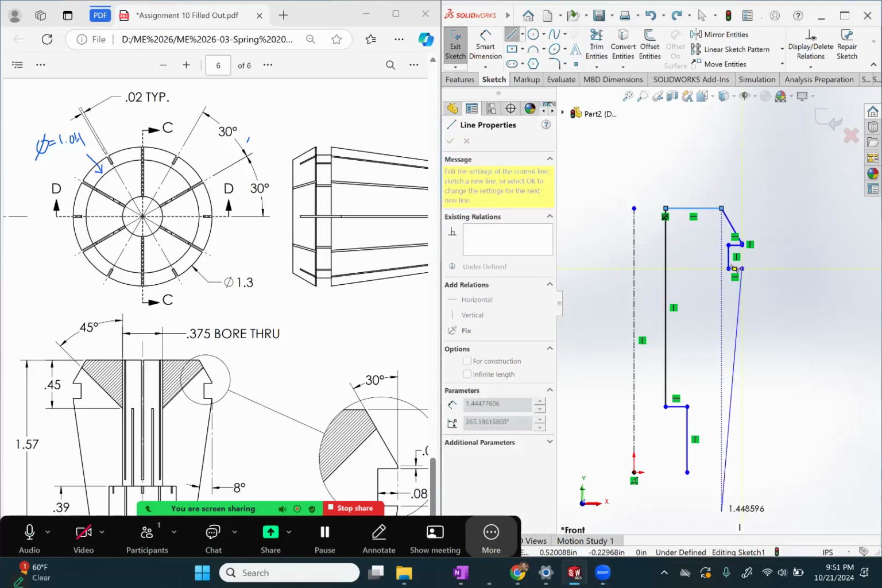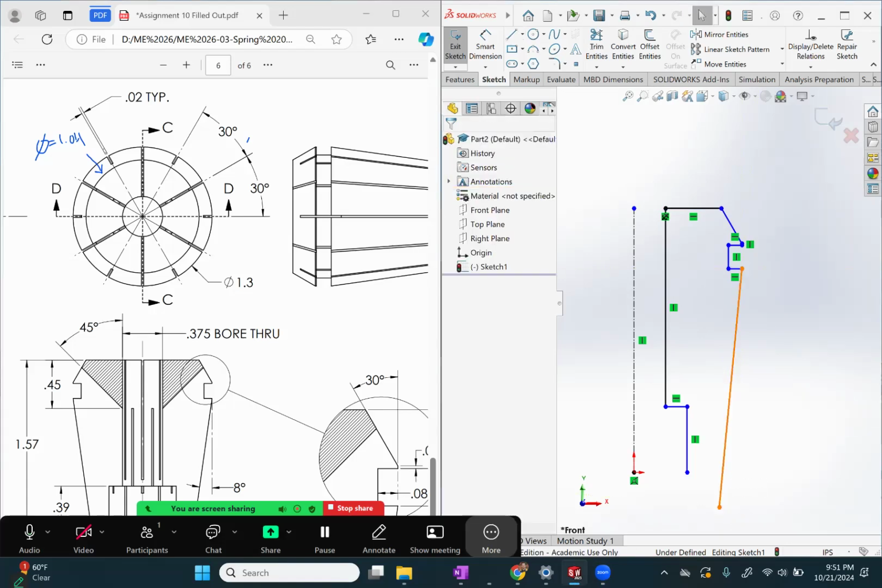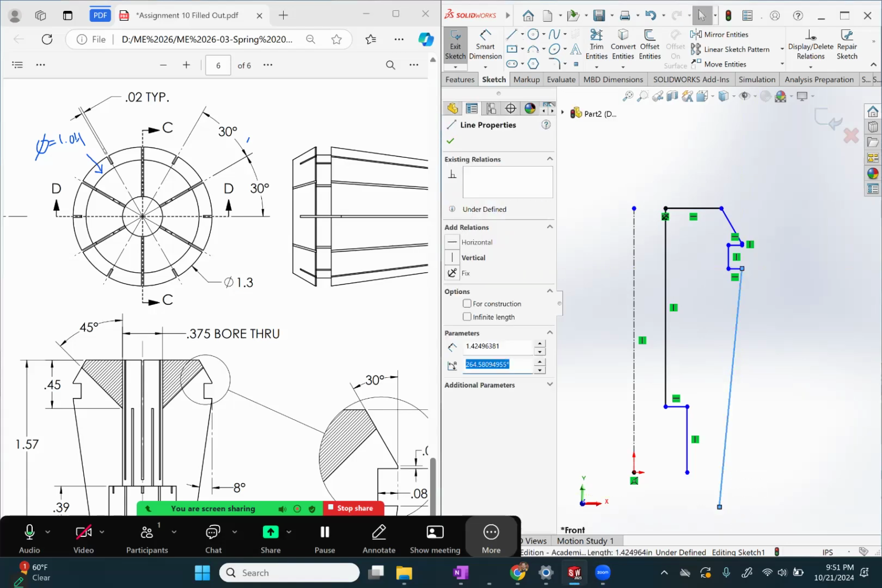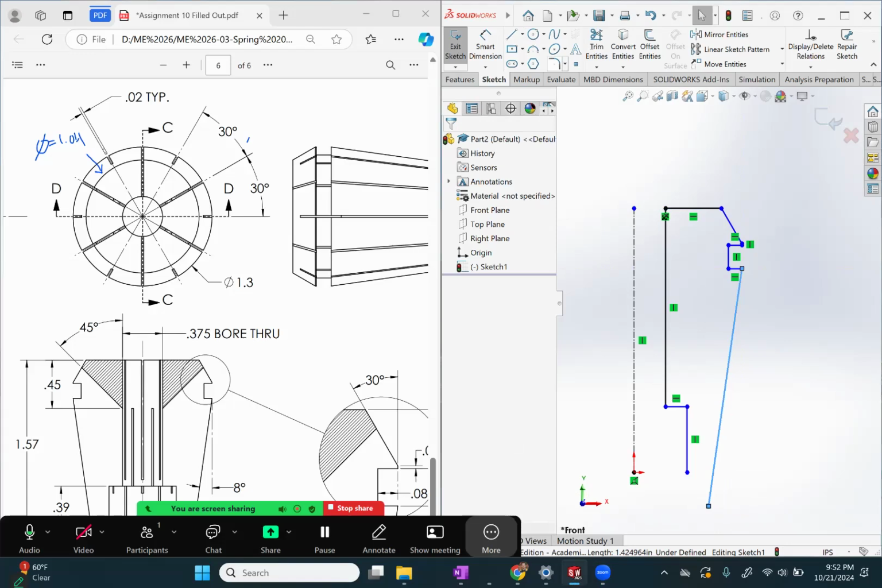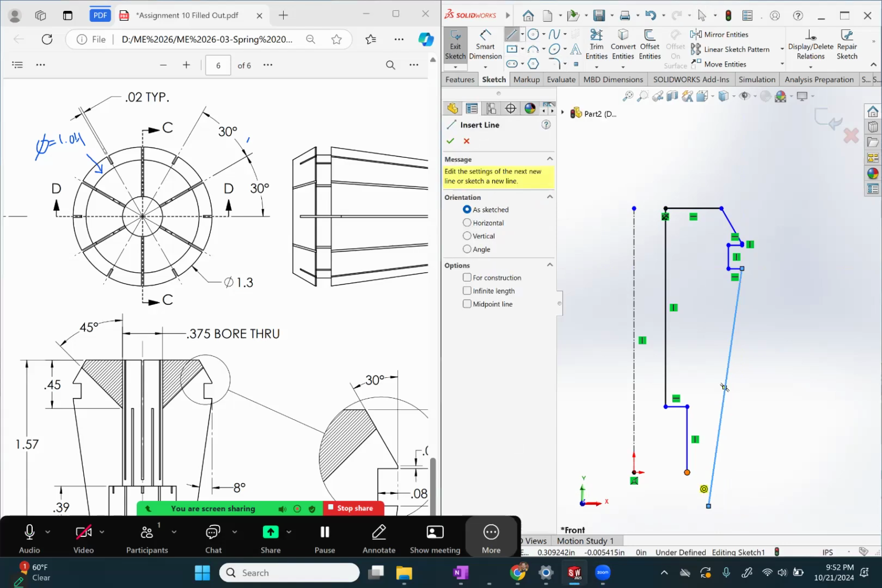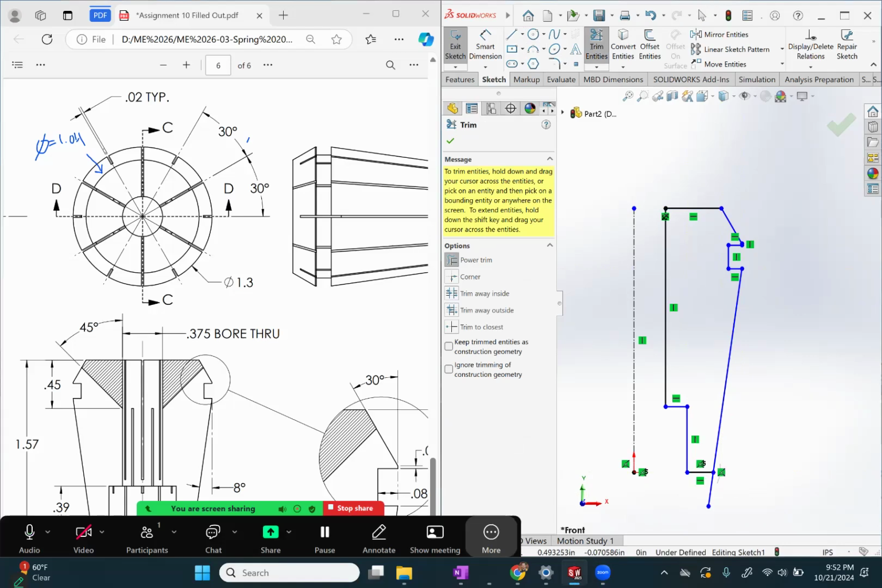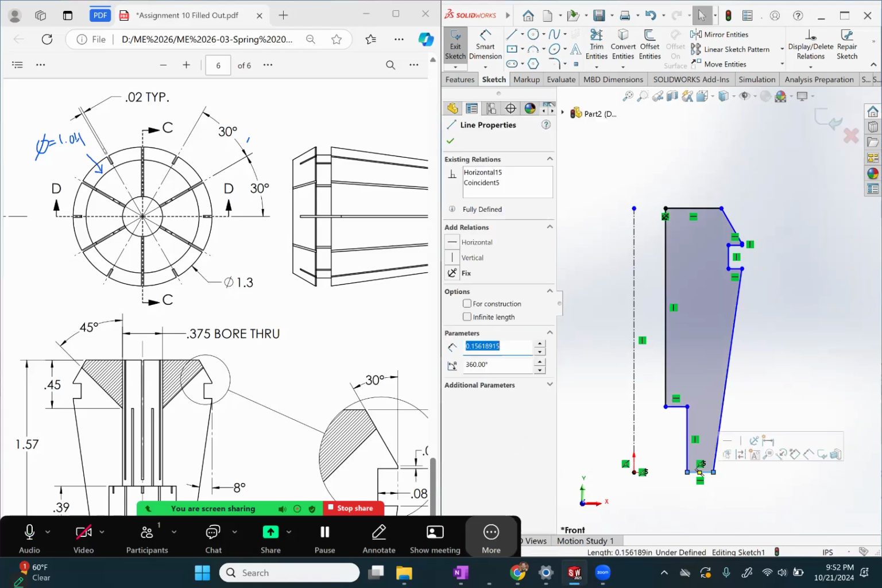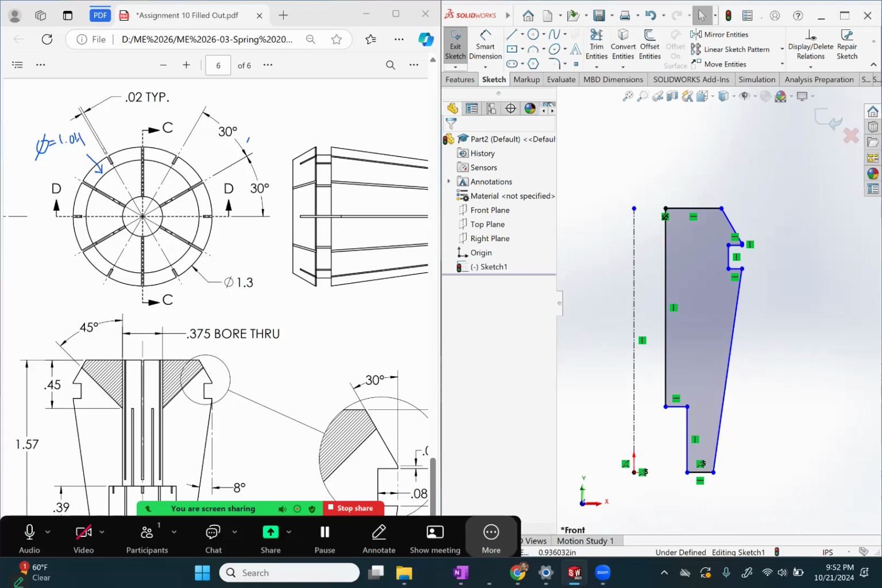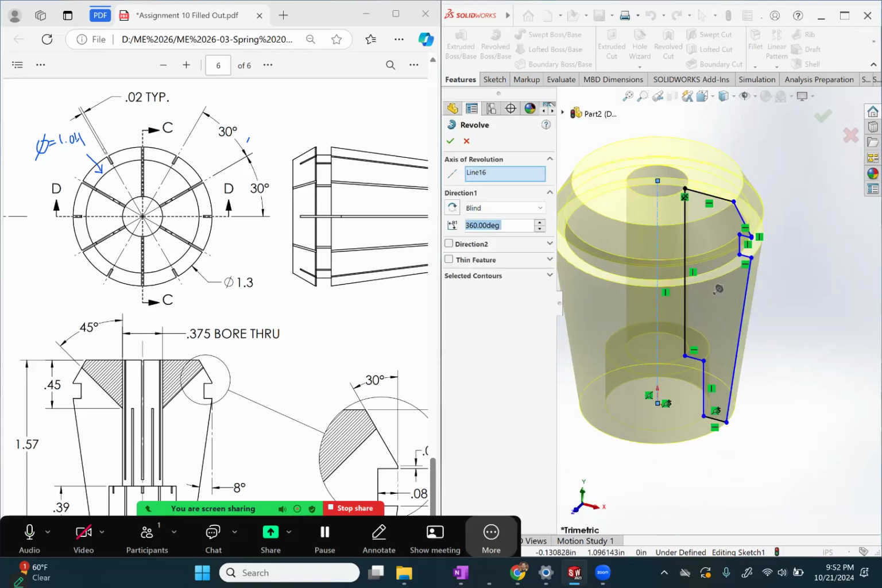So we'll do the same thing to finish this. Again, 270 minus the 8 degrees puts us at 262. Go ahead and draw this line to intersect. We could trim these two. All right. So this is what we could revolve. Let's find our revolve feature. It already selected our axis of revolution for us.